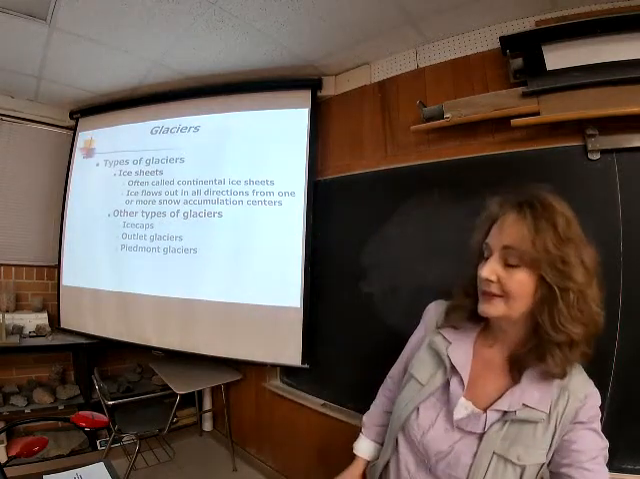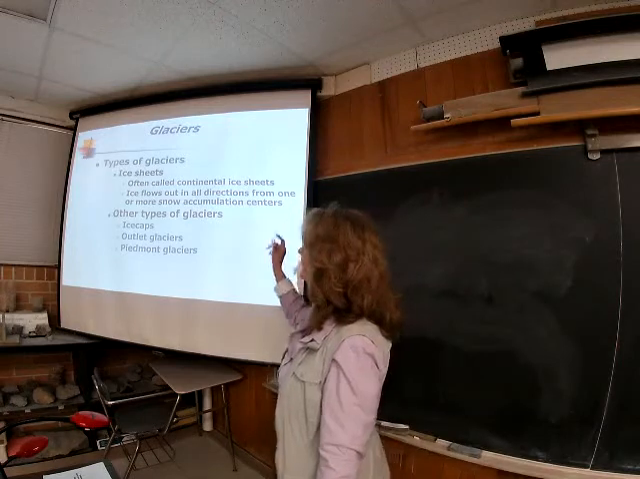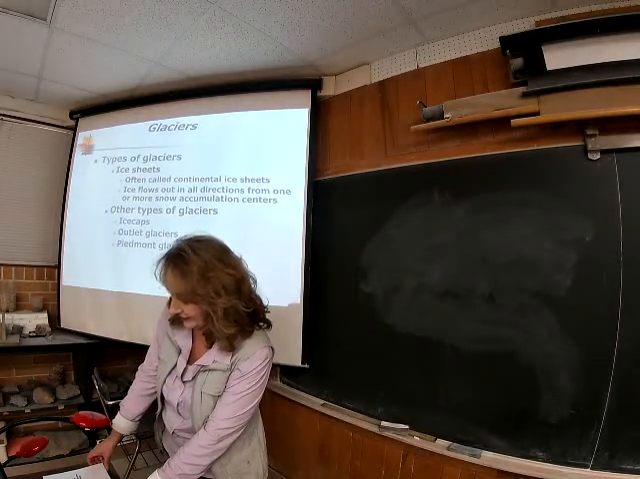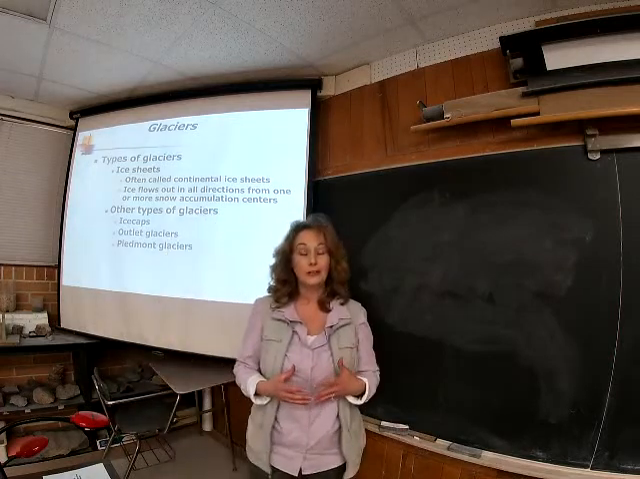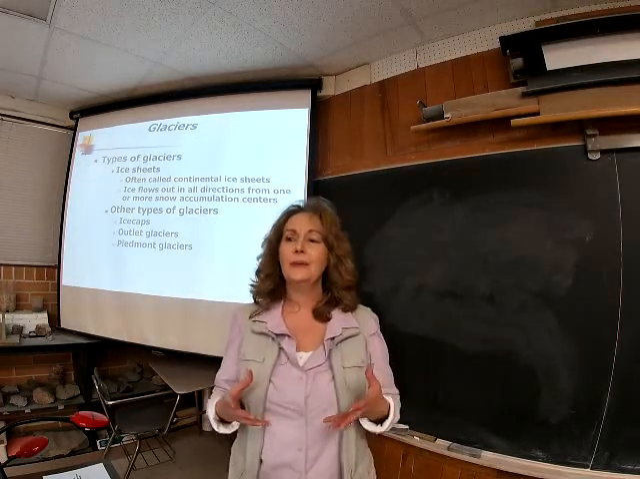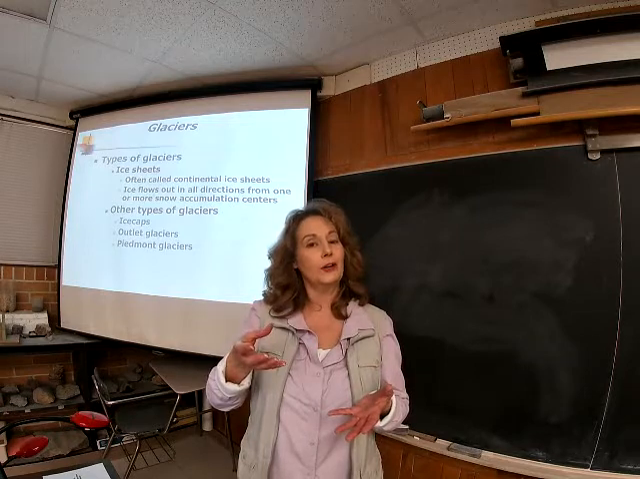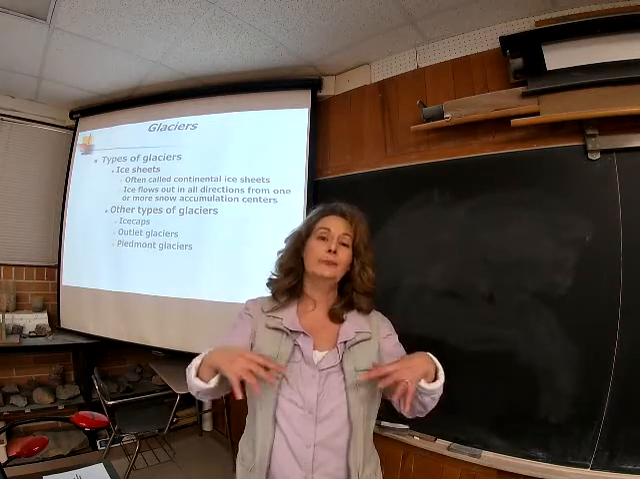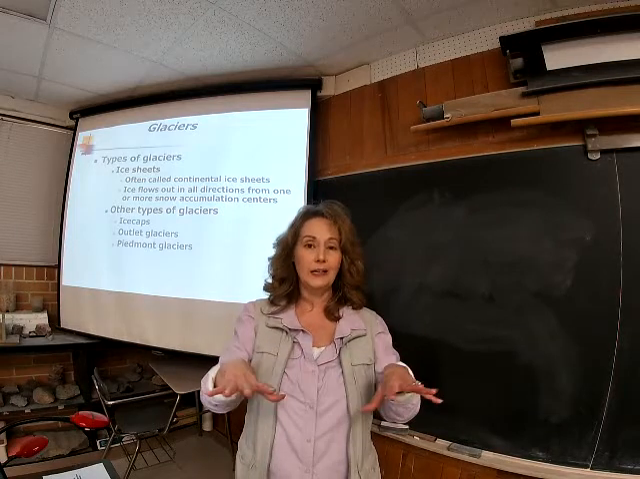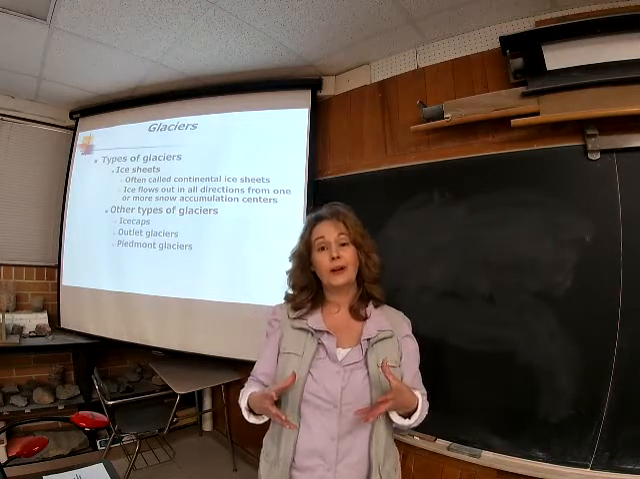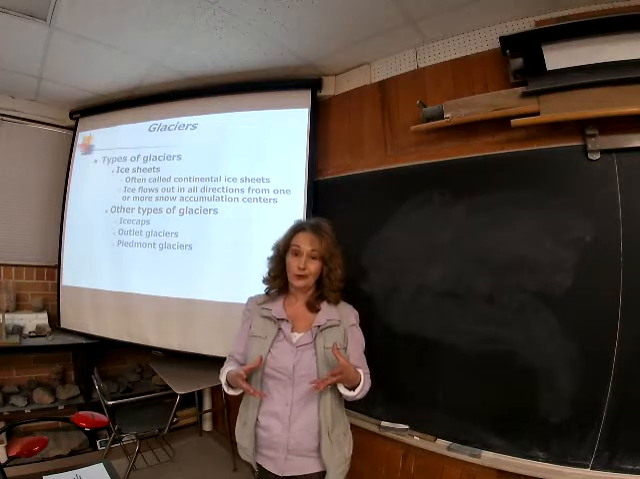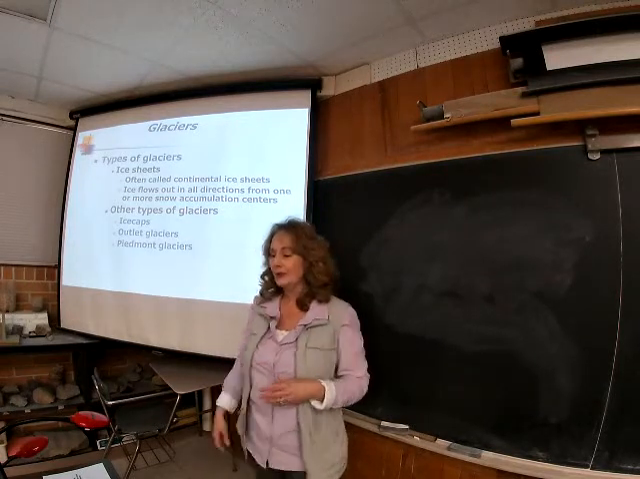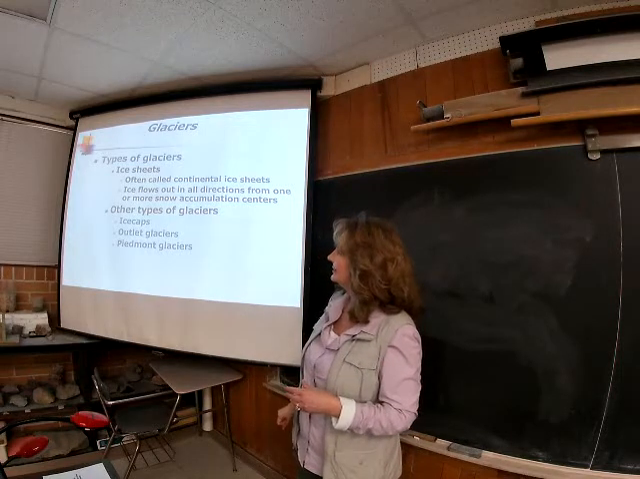And sometimes these ice sheets are called the continental ice sheets, and they will flow out in all directions from one or more snow accumulation centers. If you can imagine I had a bottle of water and I was going to pour it out on a flat bench, that water is going to spread out in all directions radially. Well, this is also what our glacier, our ice sheet, will do as well. It will radially flow out in all directions from that accumulation center.